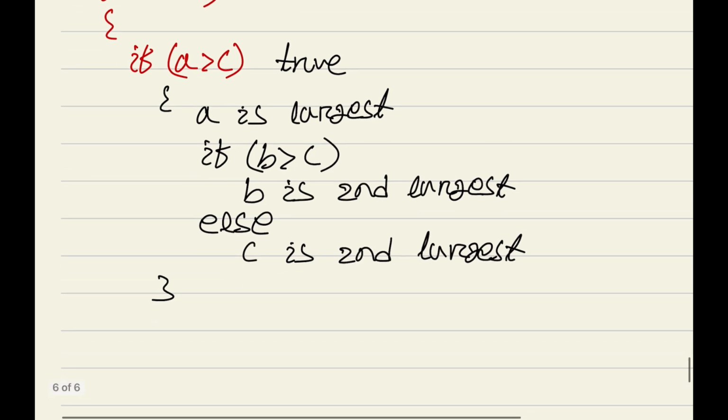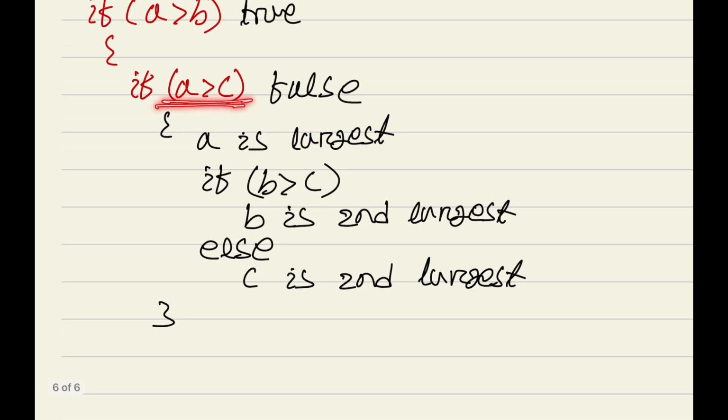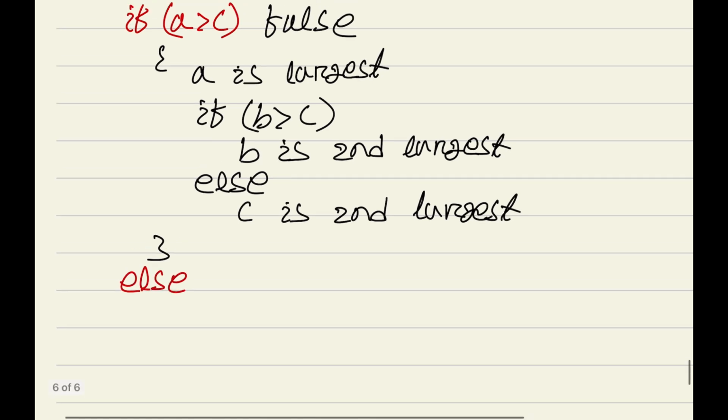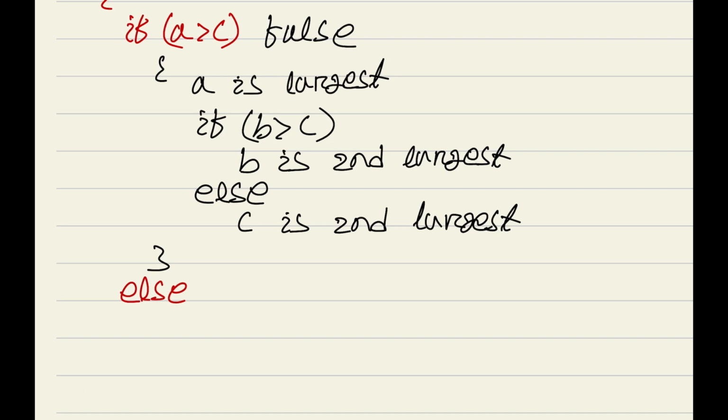Now assume this one is false, that means if A greater than C is false. So let me write here it is false. When this is false, it means C greater than A. So we are in this block, that means A greater than B is true, so A is greater than B, and this is false, that means C is greater than A. So for this if we can write the else block. So we are in the else part, it means this one is false, that means C greater than A.